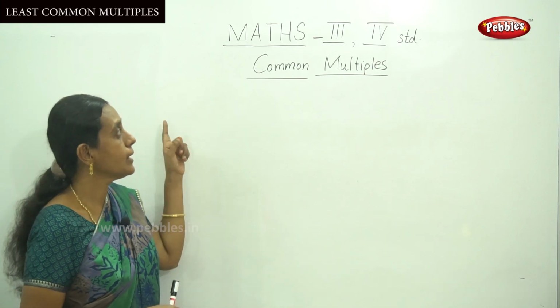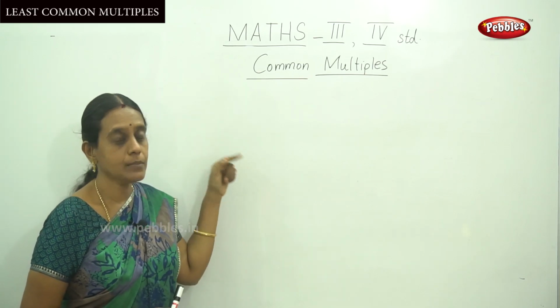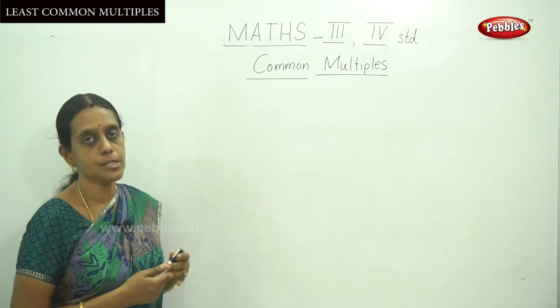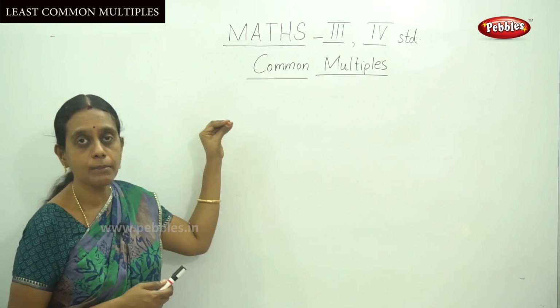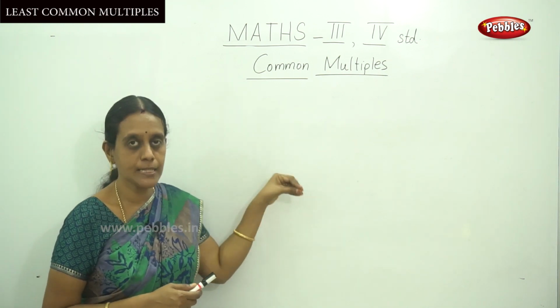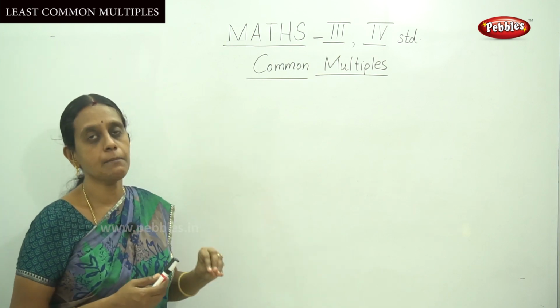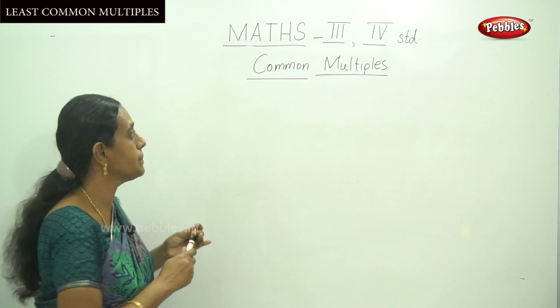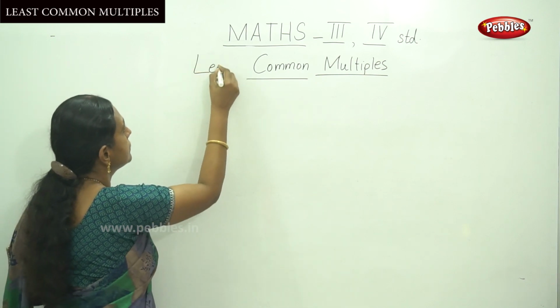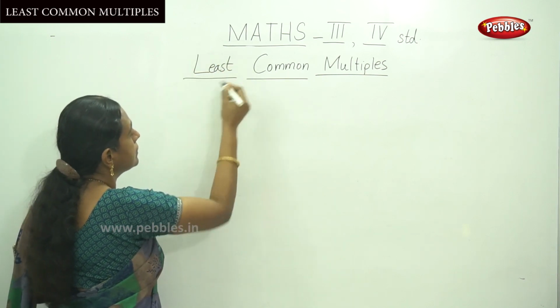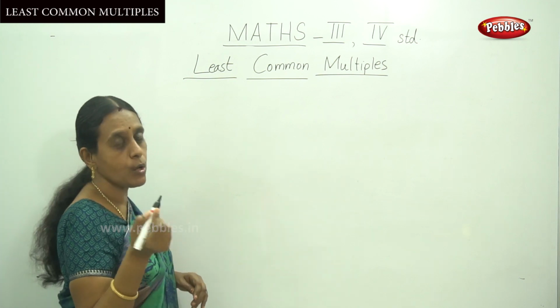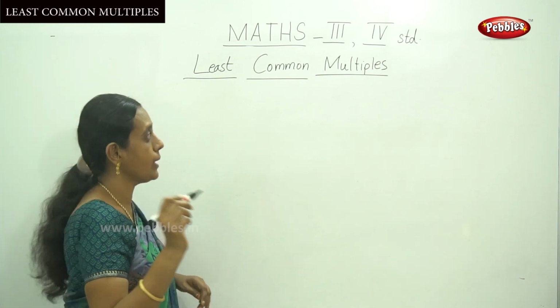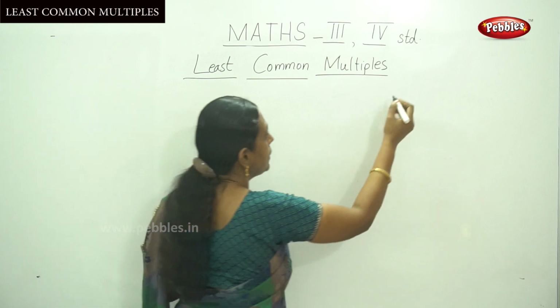Okay children, next we are going to do the same, that is least common multiple. Already we have discussed common multiples and how to find out the least common one, that is LCM. One more example for that is LCM, least common multiple. Find out the least common multiple of 8 and 12.